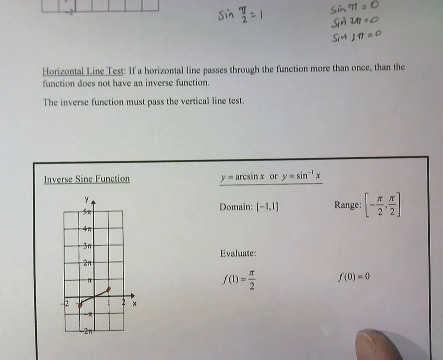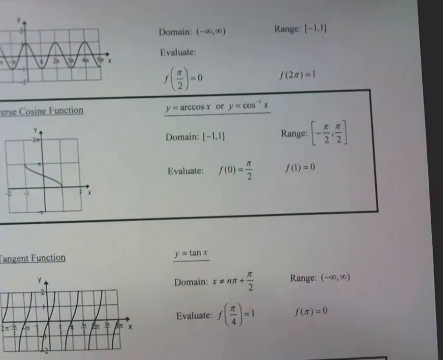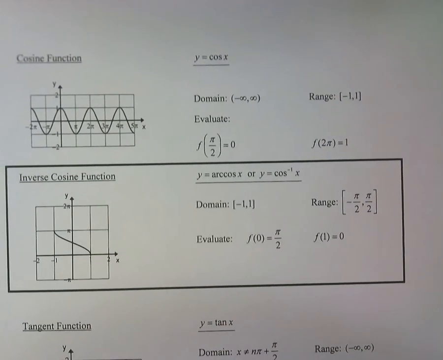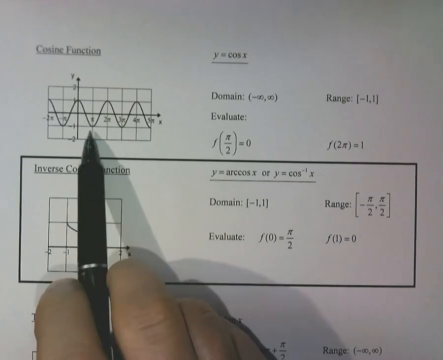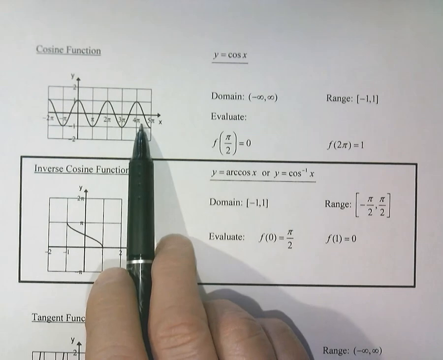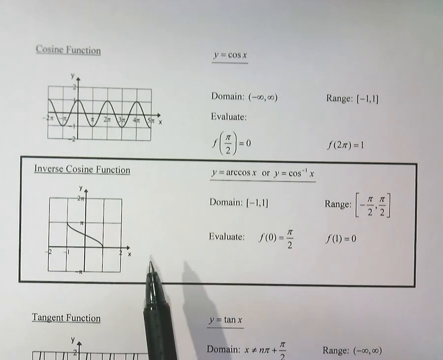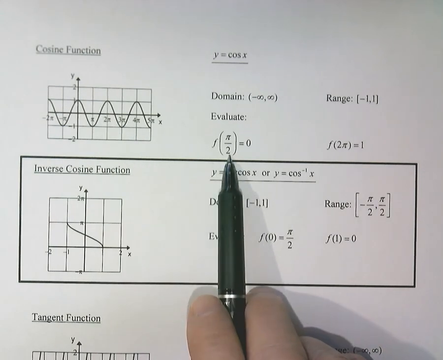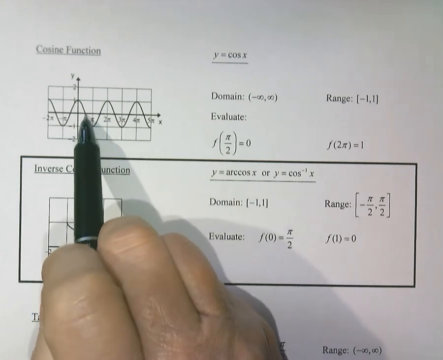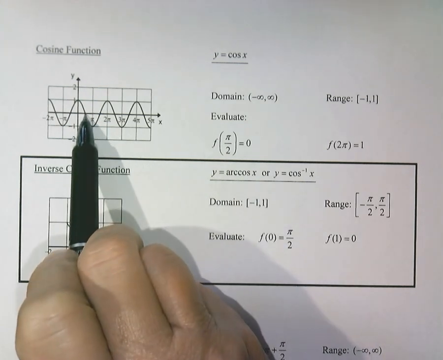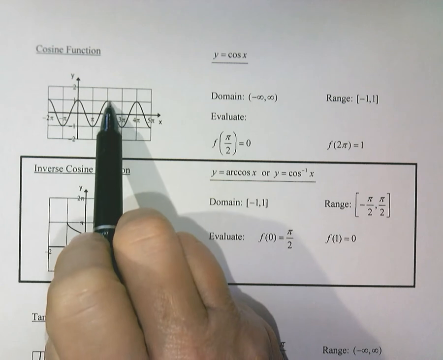Same thing happens with cosine and tangent. So here's your cosine function. Domain is all real numbers. Range goes from -1 to 1. Cosine of pi over 2 is 0. Cosine of 2 pi is 1.